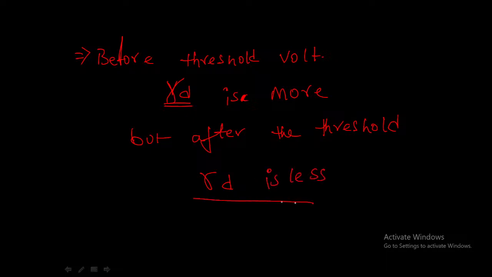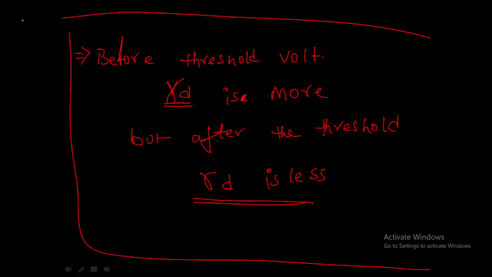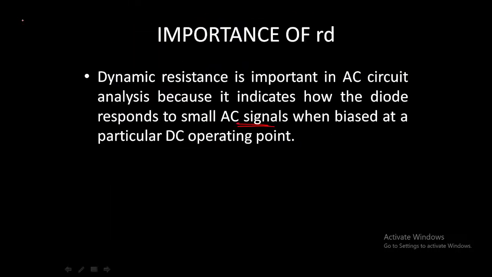You can observe here how the resistance changes before and after the threshold voltage. So that is why it is called dynamic resistance. I hope it is clear, right? So this is about the dynamic resistance in the forward bias condition.